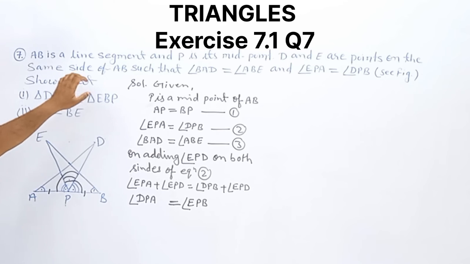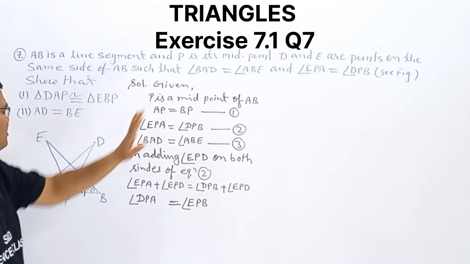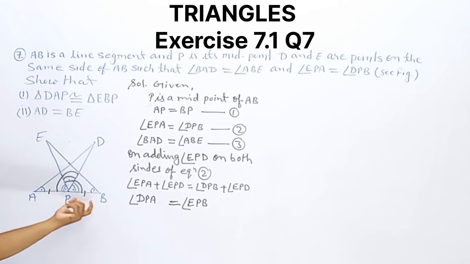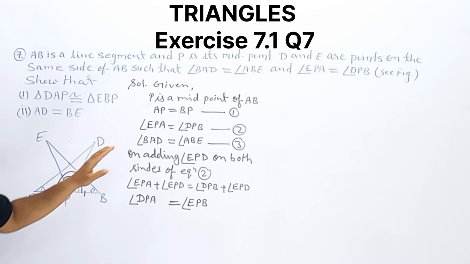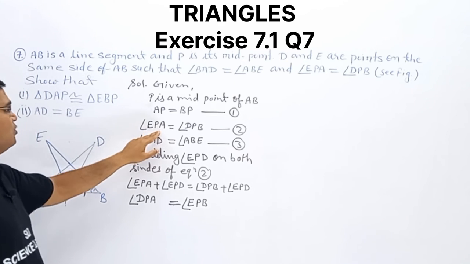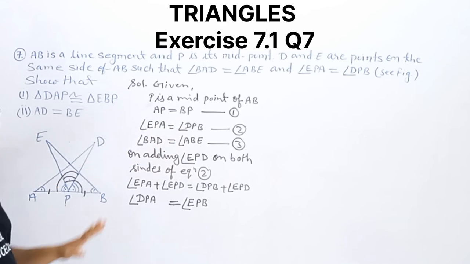in the question we are having three things. AB is a line segment and P is the midpoint, so we can say this side will be equal to this one. We want to prove whether this triangle is congruent to this one or not. In equation number 2, we have these two angles.